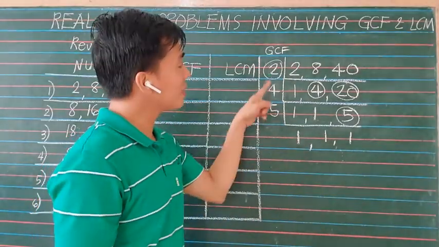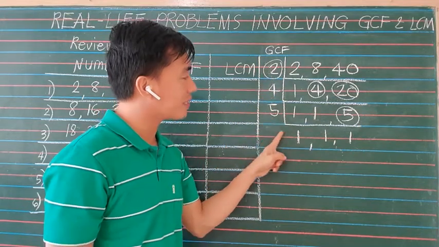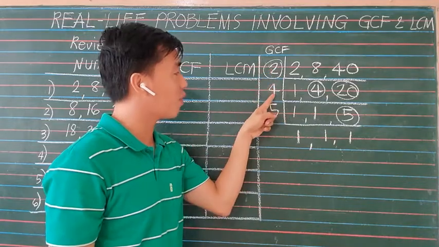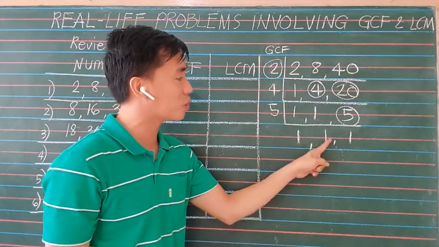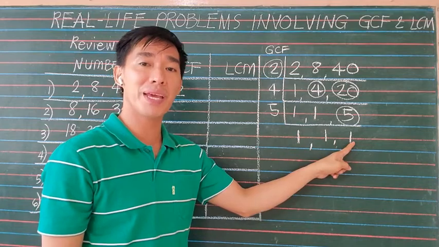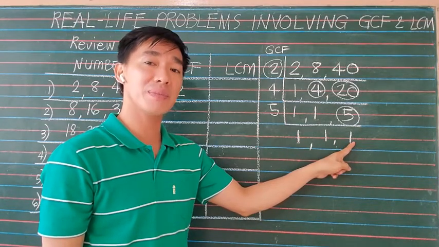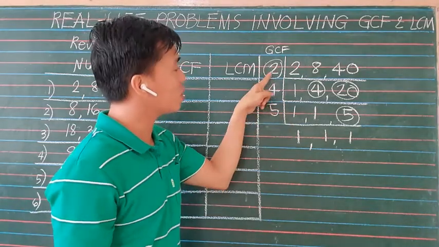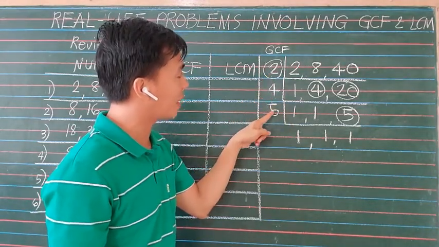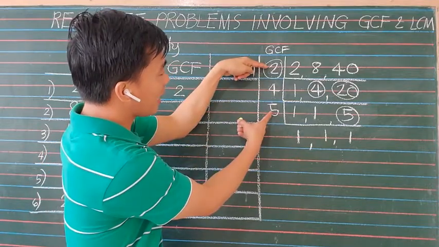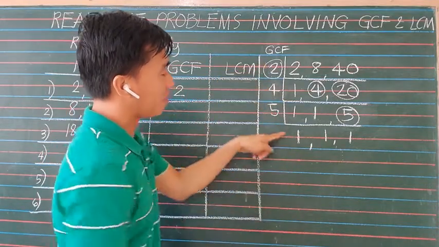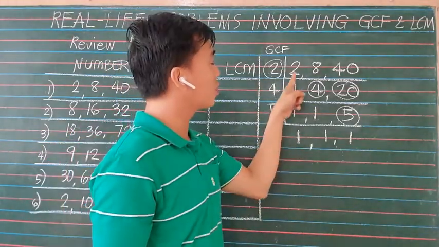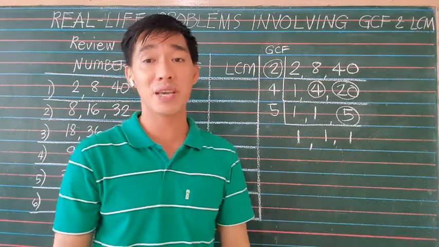So, here's the LCM of this set of numbers 2, 8, and 40. That is 2 times 4 times 5 times 1 times 1 times 1. However, if you multiply a number by 1, the answer would still be the same number. So, you could simply just stop here. That is 2 times 4 times 5. 2 times 5 is equal to 10, times 4, that is equal to 40. Multiply it by 1, that's still 40. Therefore, the LCM of 2, 8, and 40 is equal to 40.